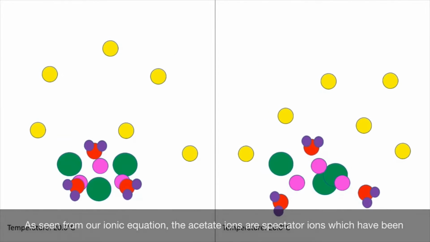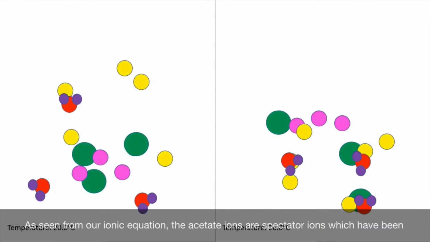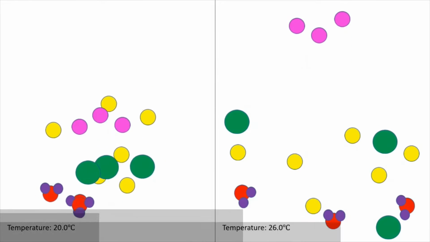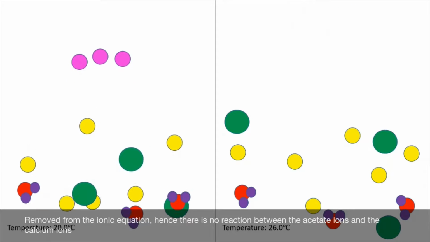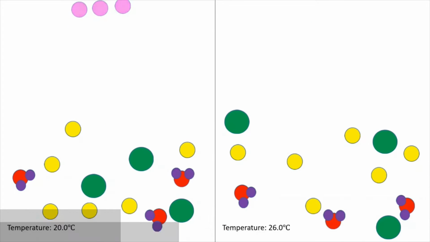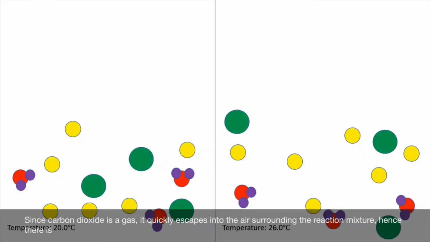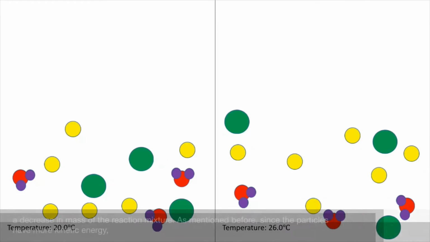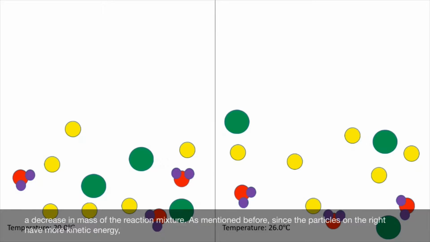As seen from our ionic equation, the acetate ions are spectator ions which have been removed from the ionic equation. Hence, there is no reaction between the acetate ions and the calcium ions. Since carbon dioxide is a gas, it quickly escapes into the air surrounding the reaction mixture. Hence, there is a decrease in mass of the reaction mixture.